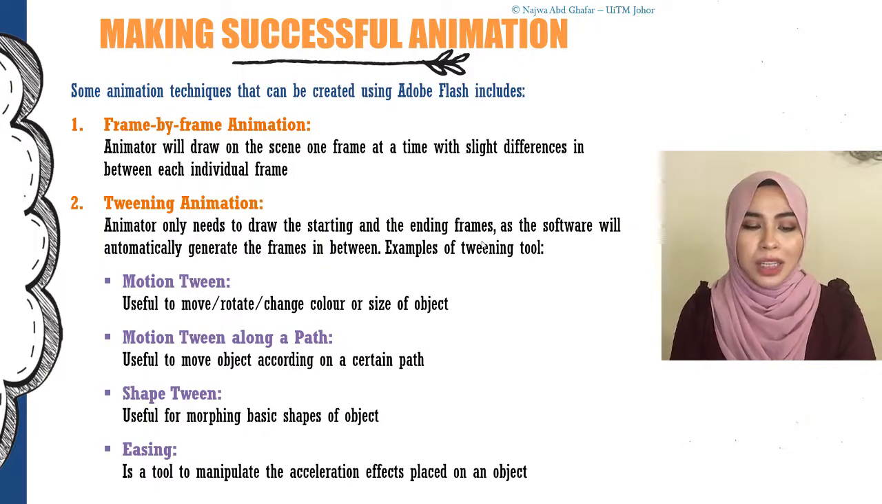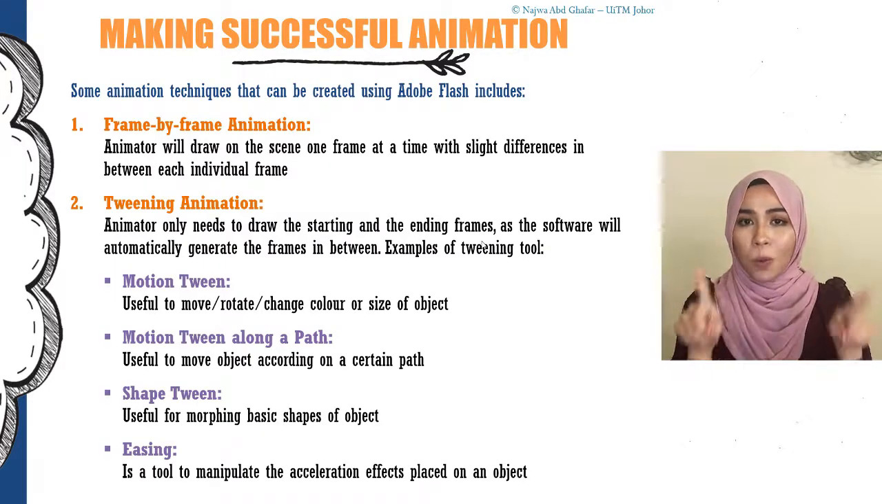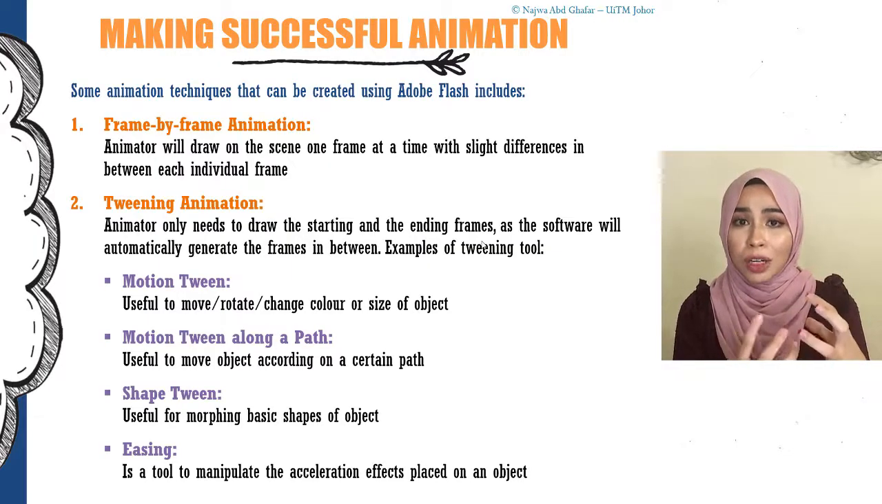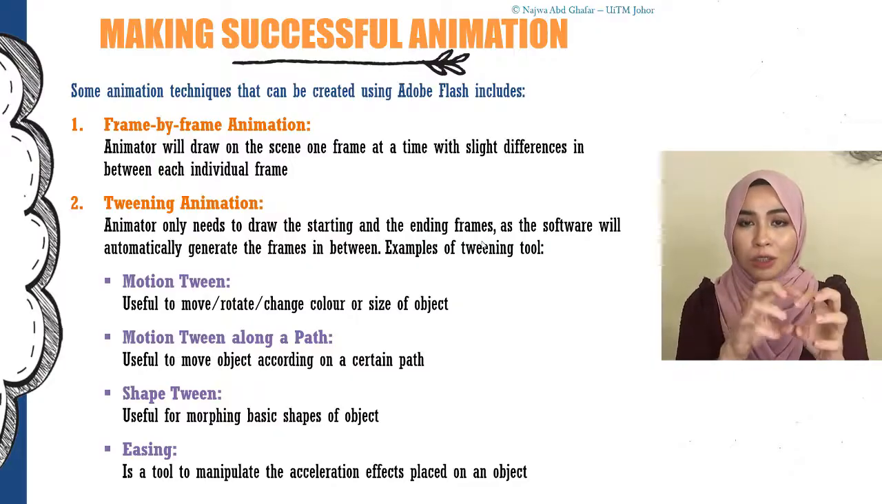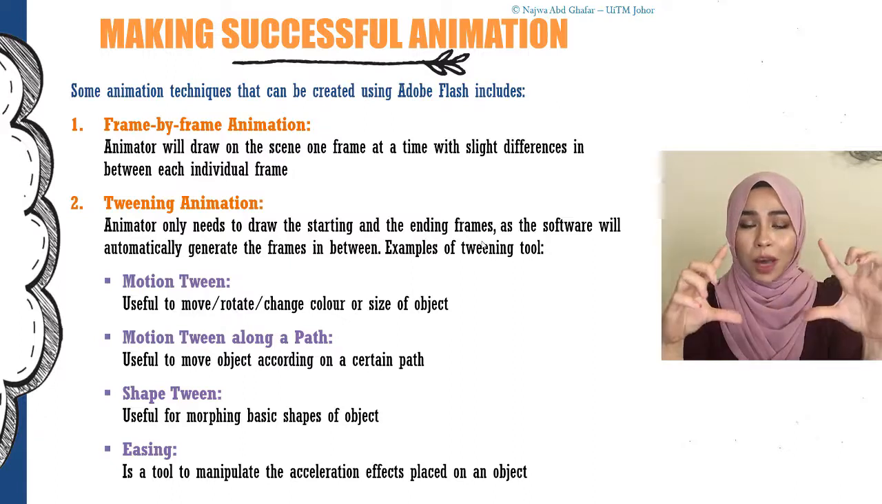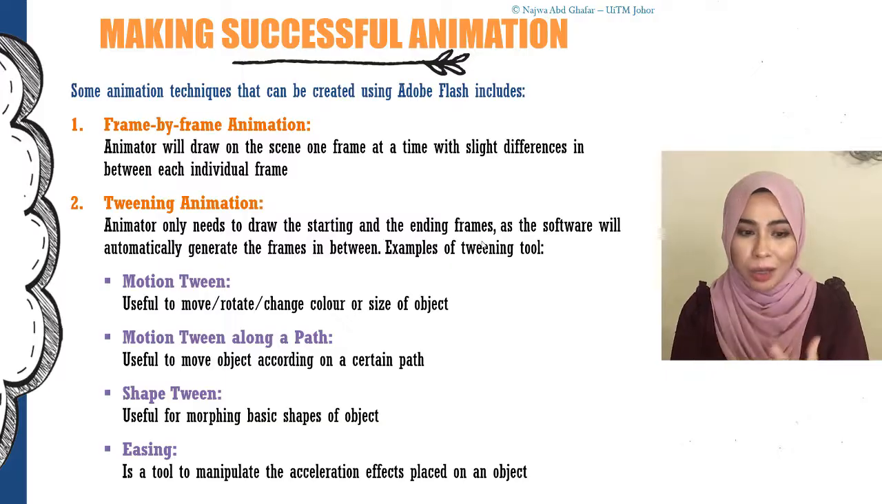The next type of tweening is called the shape tween, where you can morph shapes of an object. Let's say I draw a square, then I want to create a morph. I want the square to morph into a circle, for example. So suddenly from a square it will morph into a circle. This is known as a shape tween.